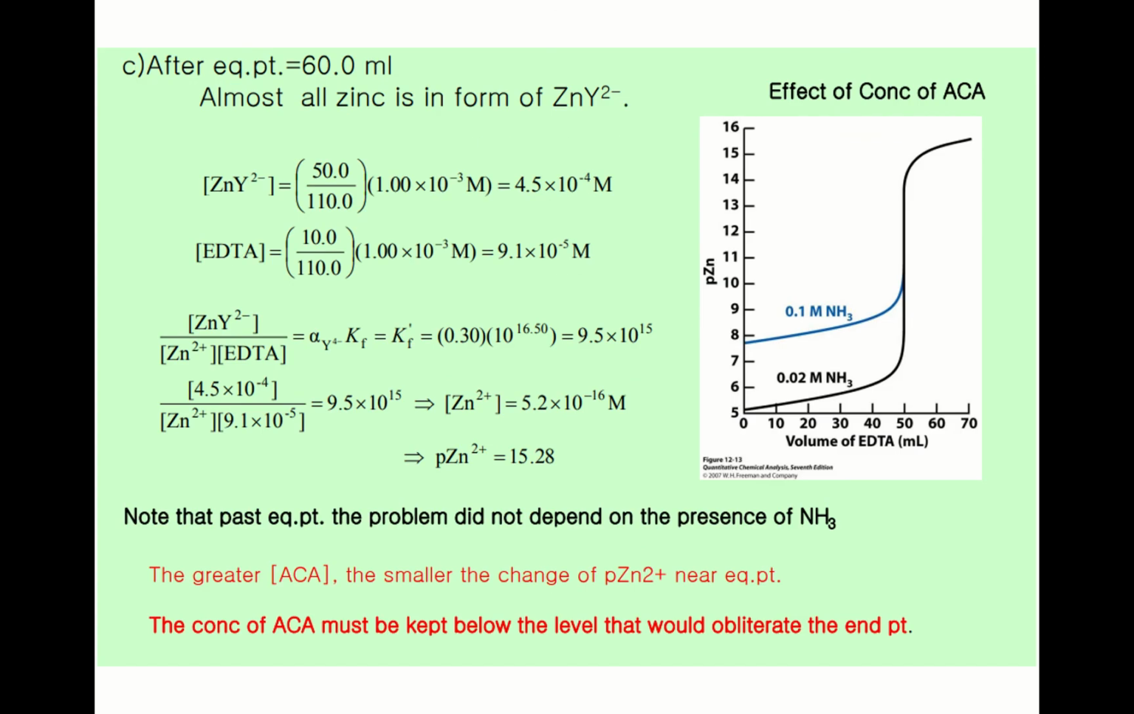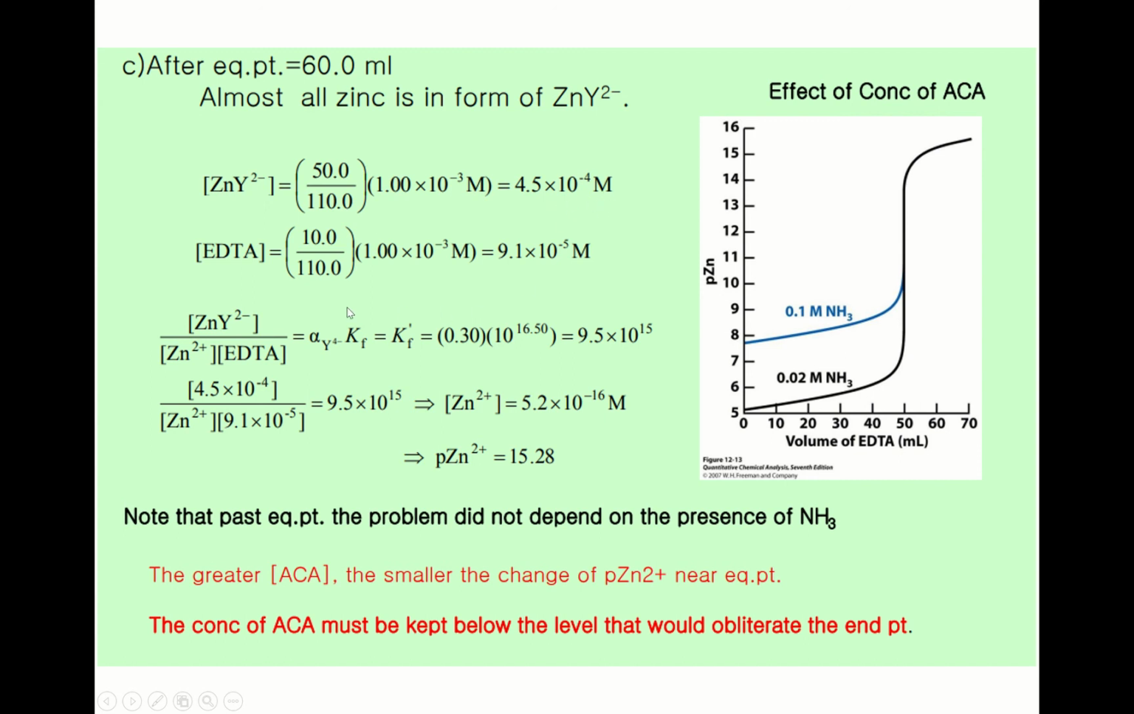Okay, finally, let's consider the zinc ion concentration after the equivalence point. Now, when 60 milliliters of EDTA solution is added, almost all zinc is in the form of the zinc EDTA complex. And for the zinc EDTA complex, what's the concentration? This is the dilution factor, and then the initial concentration of EDTA or zinc, which is 4.5 times 10 to the minus 4 molar.